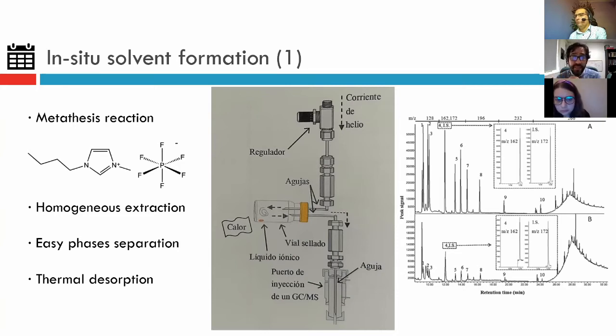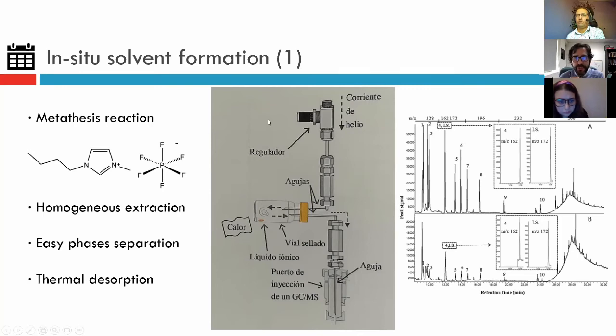The idea is to add the soluble ionic liquid to the aqueous sample, creating a homogeneous media, and then we can add a hexafluorophosphate, for example, potassium hexafluorophosphate solution, to this media in order to induce the metathesis reaction to create the hydrophobic ionic liquid that can be collected from the sample containing the analytes.